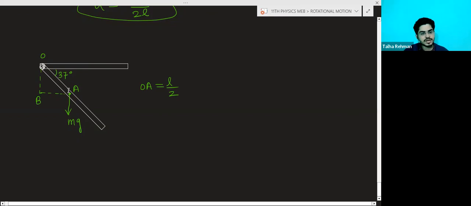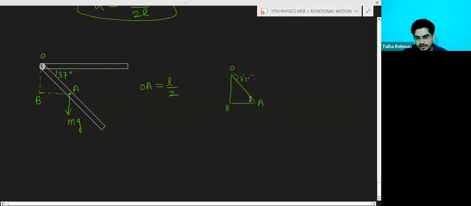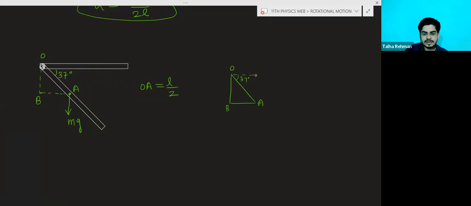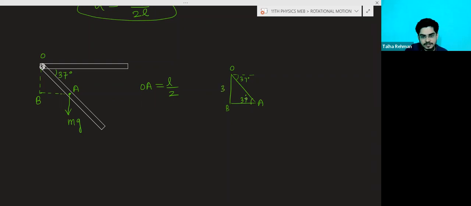See this triangle OAB. This is O, this is A, and this is B. It is given that this angle is 37 degrees, so this angle will also be 37 degrees, alternate angle, because this AB is parallel to this. We know that in a triangle with a 37 degree angle, the sides are 3, 4 and 5. Now we can find AB, which is 4 times L.